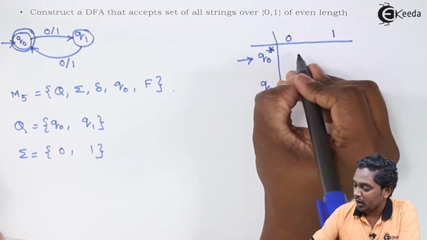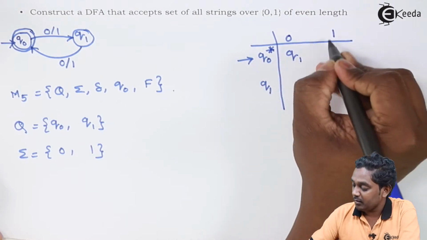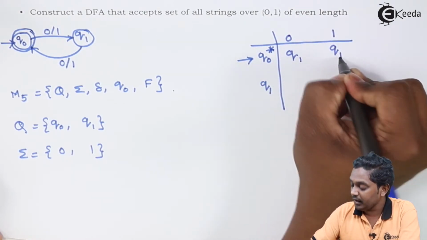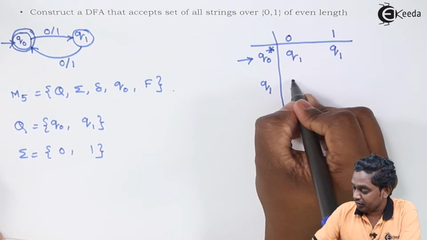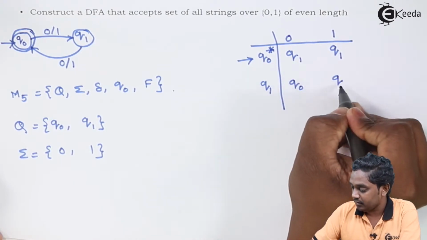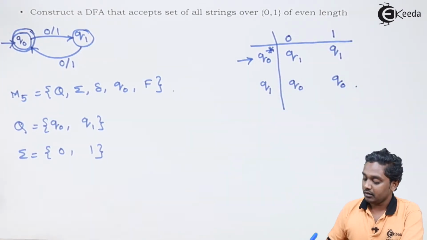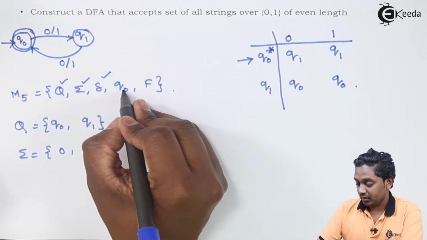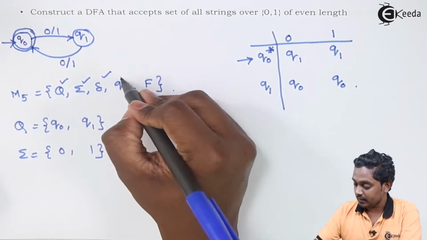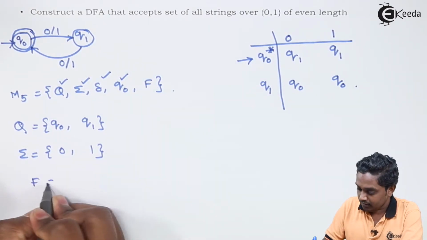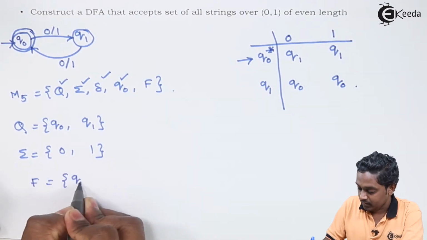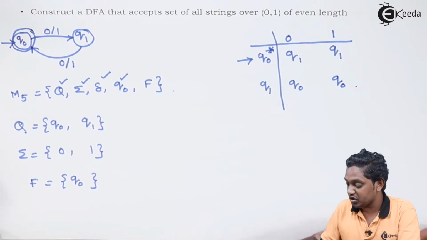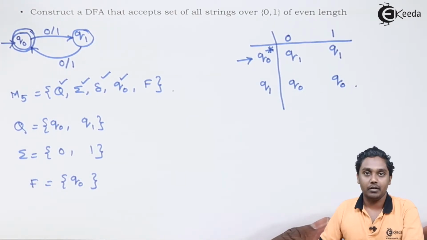On 0, Q0 has a transition to Q1. Similarly on 1, it has a transition to Q1. Q1 has a transition to Q0 on both symbols. So this is our delta. We have seen Q, we have seen sigma, we have seen delta. What is Q0? It is the initial state. The final state is Q0 here. So with this, we are done with the definition of the DFA.